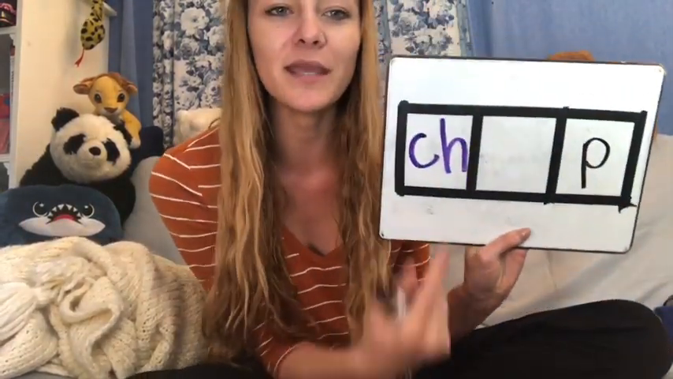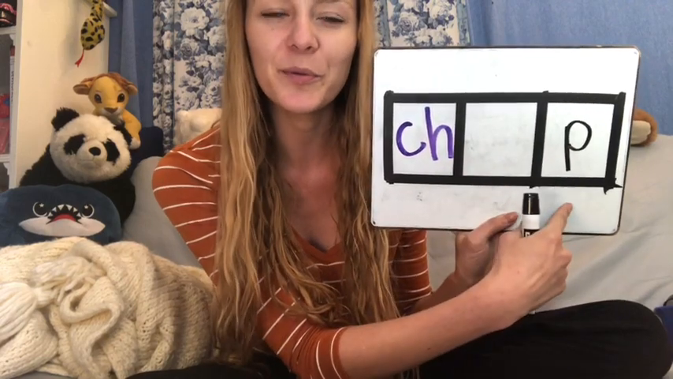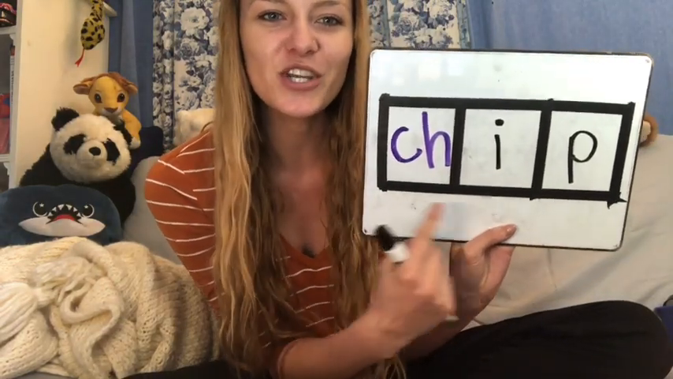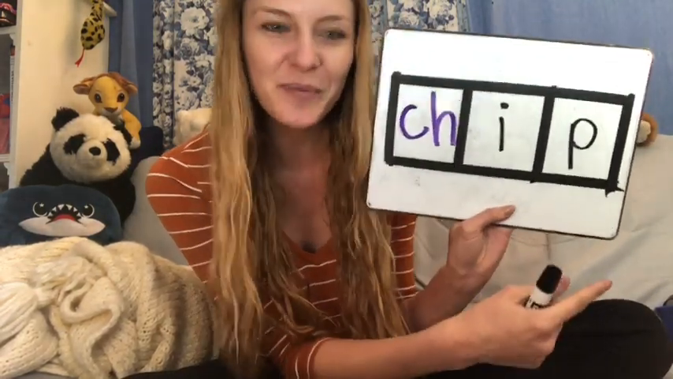What if we wanted to change this word chop to a yummy snack that you eat out of a bag? They're made of potatoes. Can you say chip? Chip. Or maybe like the teacup character from Beauty and the Beast. Chip. Right now we have chop, but if we change the middle sound, we can make chip. What would be that middle sound now? I, that's right. Ch-ip. Chip.